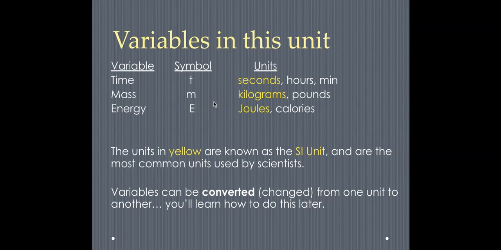Some common units are kilograms and pounds, and you might notice some of those units are in yellow, and I'll explain that in just a sec. The last one is energy that I give you an example for. That's actually a capital E because a lowercase e actually means something else in physics. And so here are some common units: joules, calories, and calories are exactly what you're thinking.